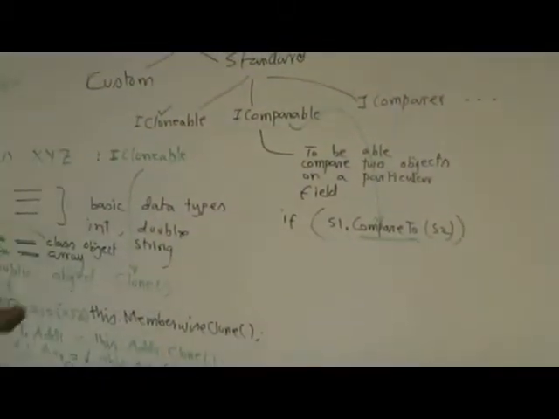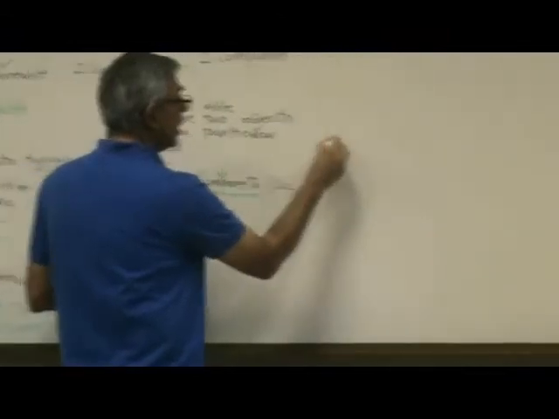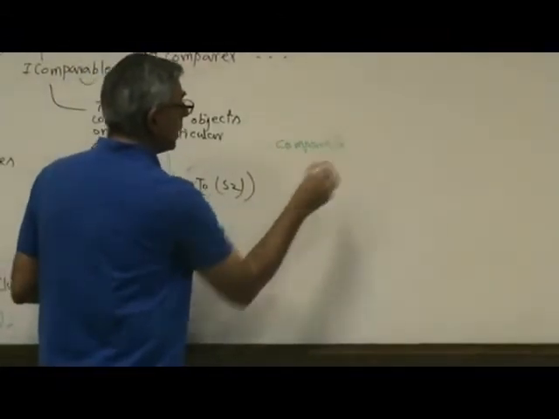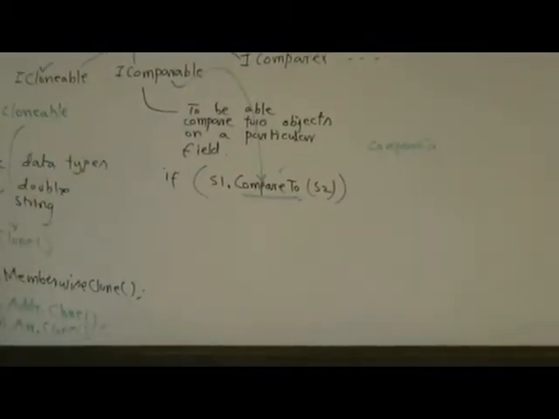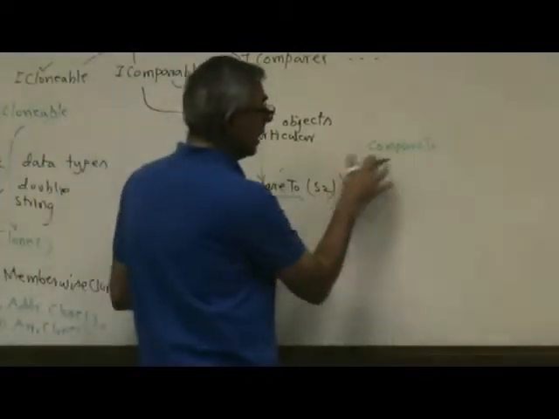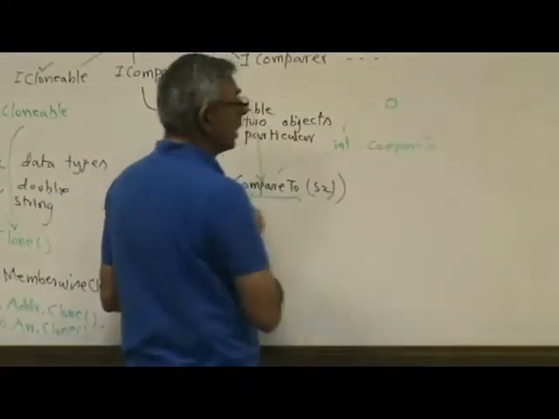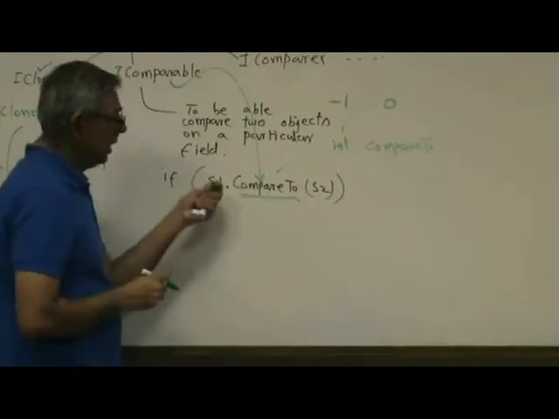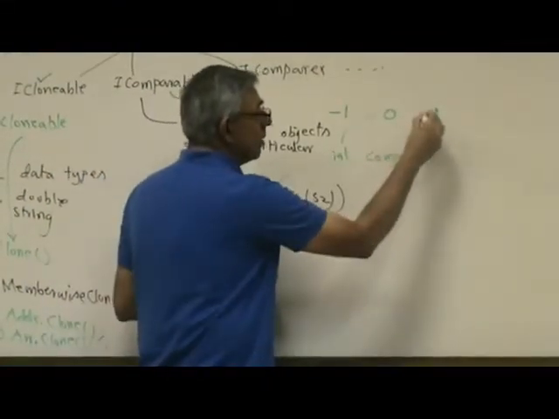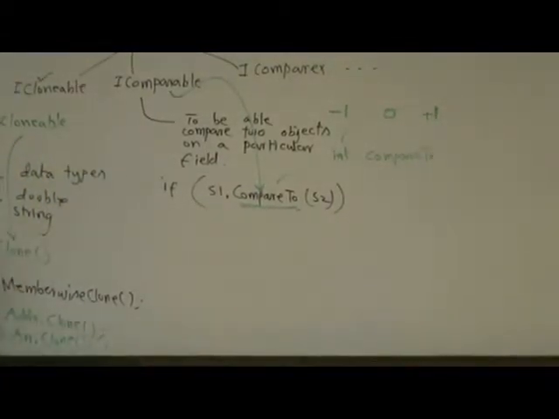What does Clone return? Object, right? What does CompareTo return? Remember, there are three possibilities. Two things could be equal, right? S1 could be equal to S2, or it could be less, or it could be greater. So the way CompareTo is designed is it always returns an integer. If this is 0, what does that mean? S1 is equal to S2. If it is -1, what does that mean? S1 is less than S2, and +1 means S1 is greater than S2. So anytime we call CompareTo, you will get one of the three possible numbers, -1, 0, or 1.